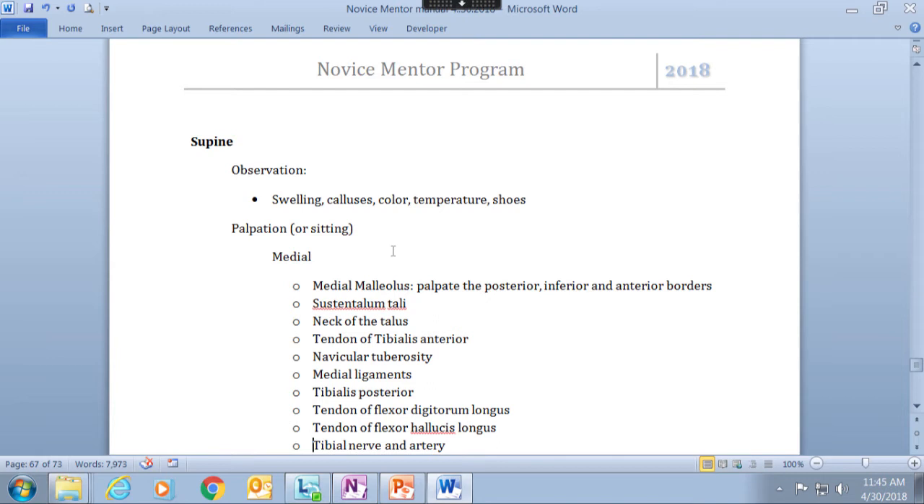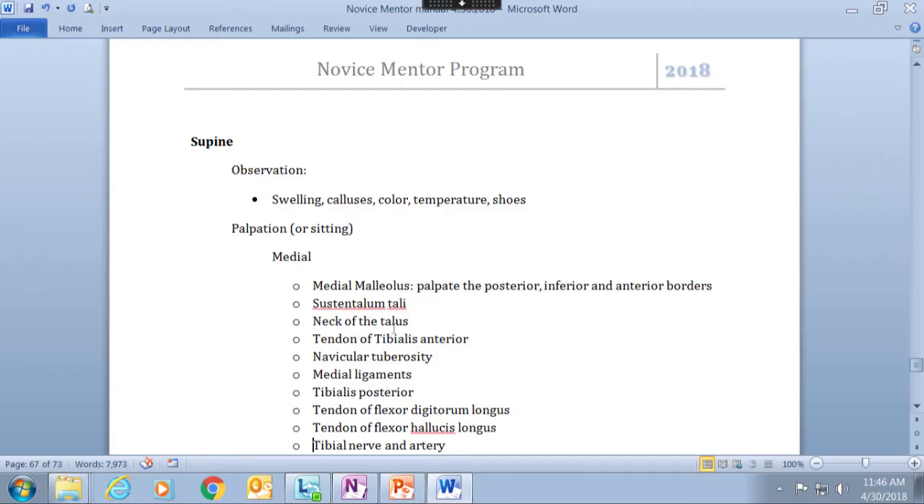As we continue in that area, you also want to find the tibial artery, which is at the top of the dorsum of the foot, at the ankle, medial lateral to the extensor hallucis longus. Follow it down, it'll be lateral to the extensor hallucis longus dorsalis pedis.